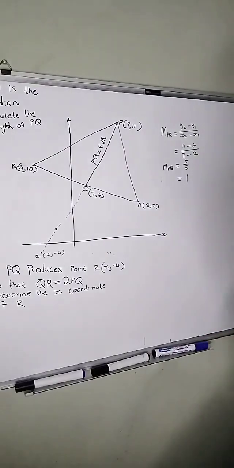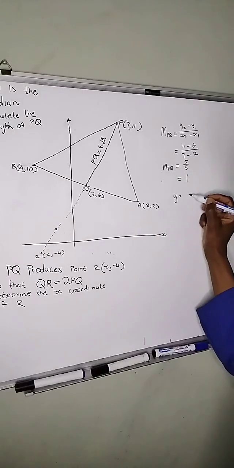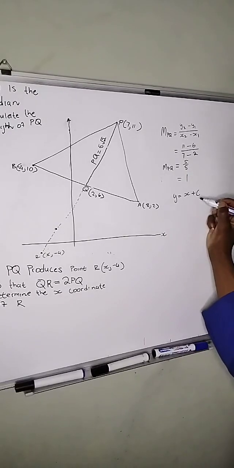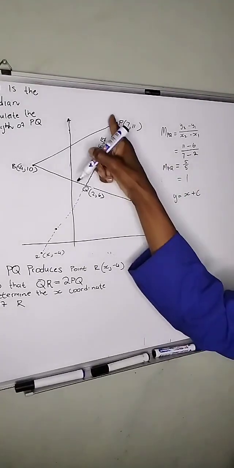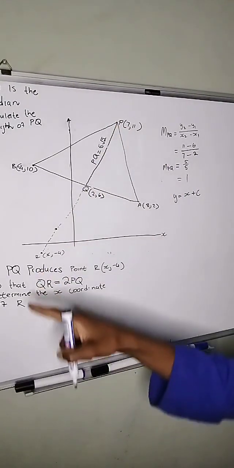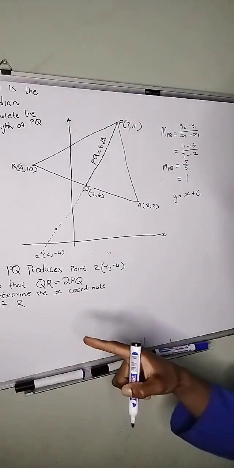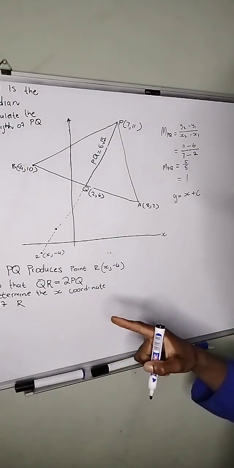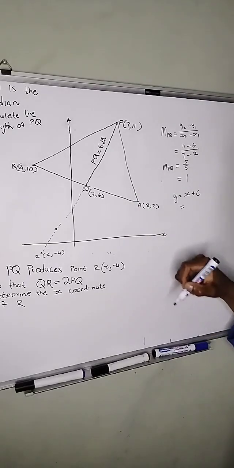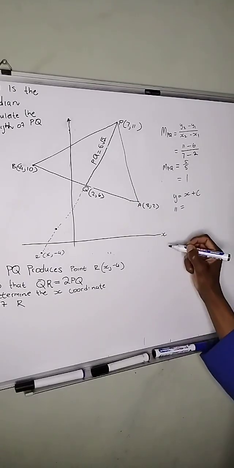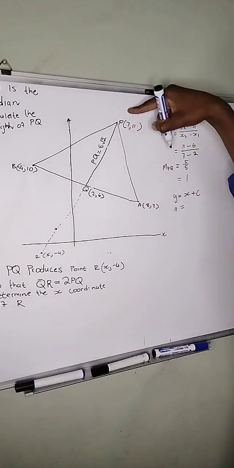Yeah. So our equation is going to be what? It's going to be y equals x plus c. So since we got our equation, what are we going to use? We are going to use one of the points. So we are going to say y is 11, then I'm going to use the point P there, right?